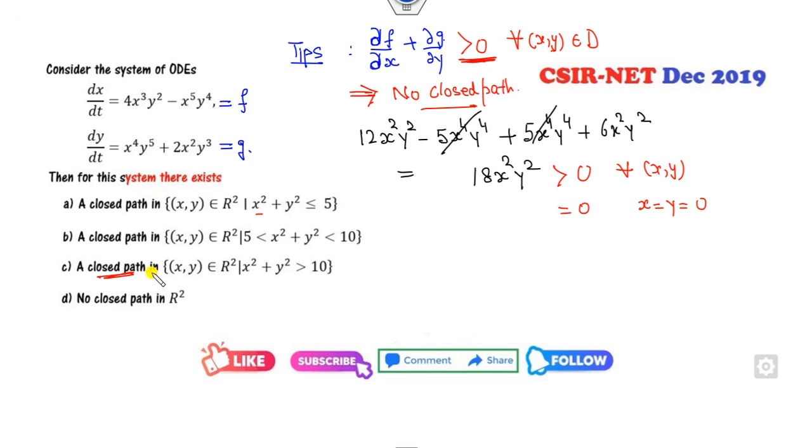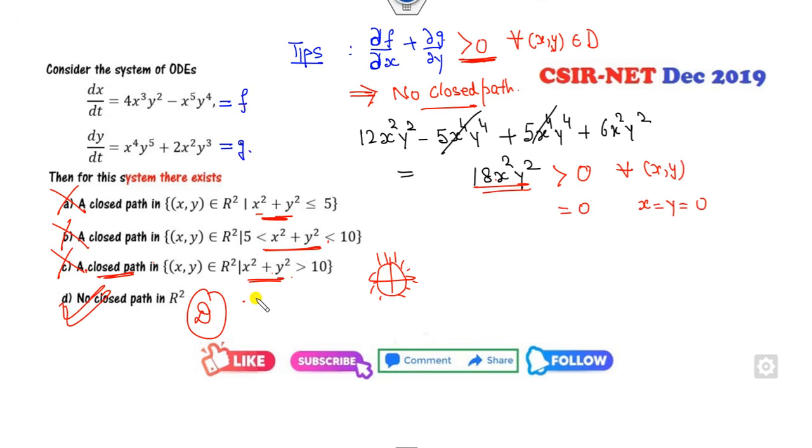But he said closed path in this domain. That's not possible. Whenever you consider this outer circle, it will be greater than 0. So that means a closed path does not exist. In this case again, you will get greater than 0. In this case also you get greater than 0. So D is my right answer.